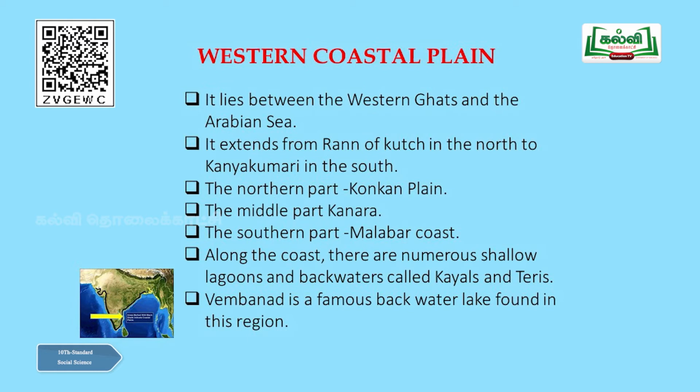The first one is the Konkan Plain, which lies in the northern part of this plain. The Kanara Plain lies in the middle part of this coastal plain, and the last one, which lies in the southern part, is called the Malabar Coast. Along the coast, there are numerous shallow lagoons and backwaters called Kayals and Terrace. Here, in the Malabar Coast, there is one famous backwater lake. The name of the lake is Vembanad.